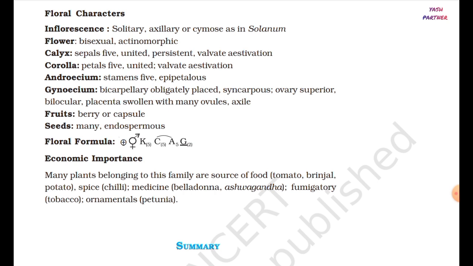Calyx 5 united. Corolla 5 united. Androecium 5. Corolla and androecium attached. Superior ovary 2. Economic importance. Many plants belonging to this family are source of food: tomato, brinjal, potato. Spice: chili. Medicine: belladonna, ashwagandha. Fumigatory: tobacco. Ornamentals: petunia.